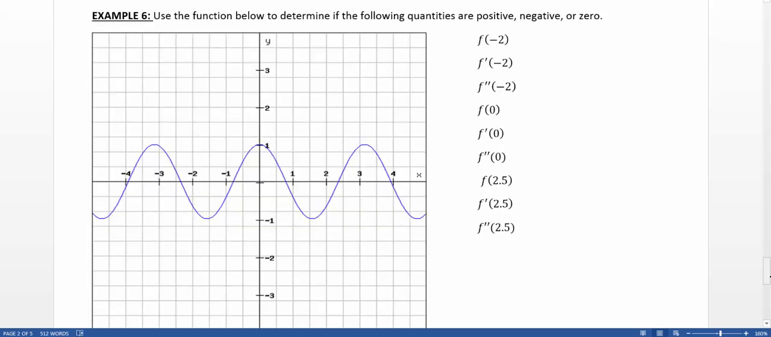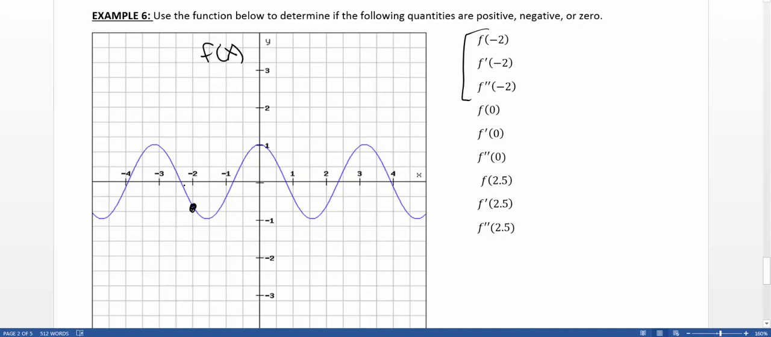So now that we know a little bit about the second derivative, let's go ahead and do this particular example to help us see the differences between original functions, first derivatives, and second derivatives. So use the function below, which is f of x, to determine if the following quantities are positive, negative, or 0. So we're going to start by analyzing what's happening at negative 2.